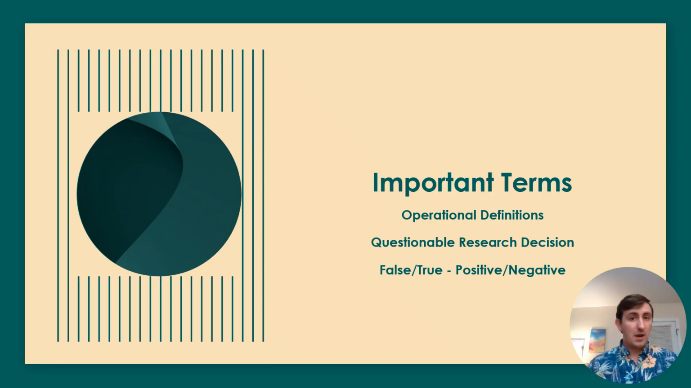So let's go ahead and wrap up this lecture with some important terms to know from Chapter 4: operational definitions, questionable research designs and decisions, false, true, positive, negative. That looks like a lot of words that don't mean anything, but I'll tell you more about that in a moment.